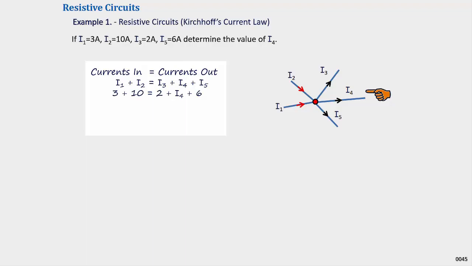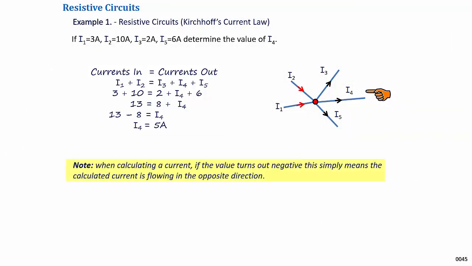Substituting values, 3 plus 10 equals 2 plus I4 plus 6. Simplifying, 13 equals 8 plus I4. Rearranging, 13 minus 8 equals I4. Therefore, I4 equals 5 amperes. Note, when calculating a current, if the value turns out negative, this simply means the current is flowing in the opposite direction.